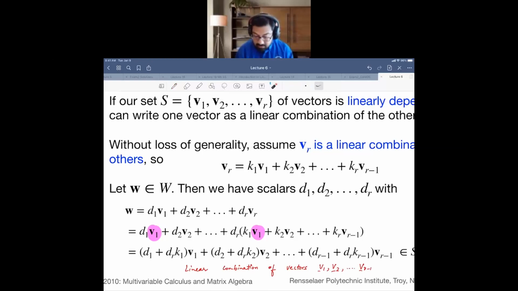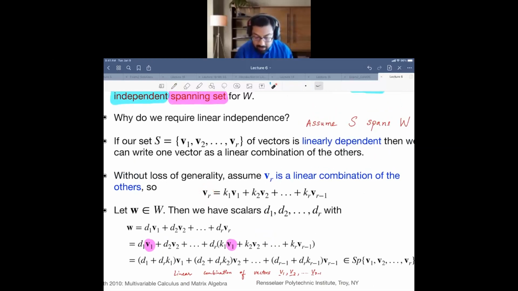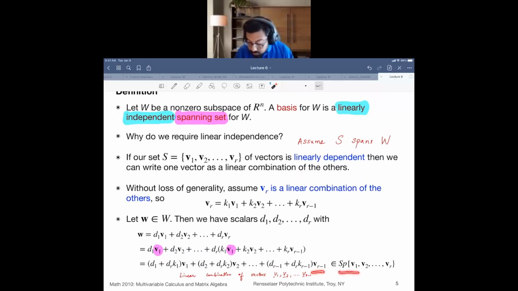Which means that whatever I was able to get to with VR, I'm able to get to with just R minus 1 vectors. So this is not the smallest set. This one is going to belong to the same spanning set, but I really don't need that VR vector because of that linear dependency on all the other vectors. So that means that it is not the smallest set. For it to be a basis, it had to be the smallest spanning set. So in this case, we can throw out VR. That sort of proves why we need them to be linearly independent.